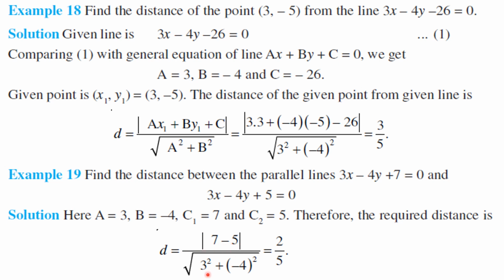By square root of a square. What is the value of a here? 3. So 3 square plus, what is the value of b here? Minus 4 whole square. Root of a square plus b square. Understood this denominator, my children? Right. By simplifying these numbers, finally we get 2 by 5. So the distance between the given two parallel lines is 2 by 5 units. Is this example clear, my children? Right.